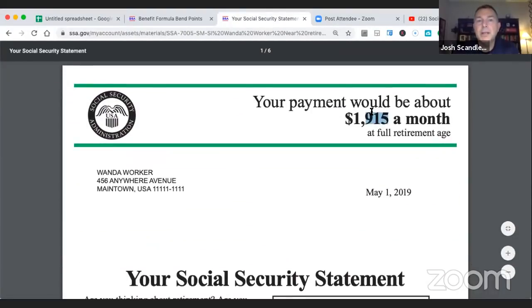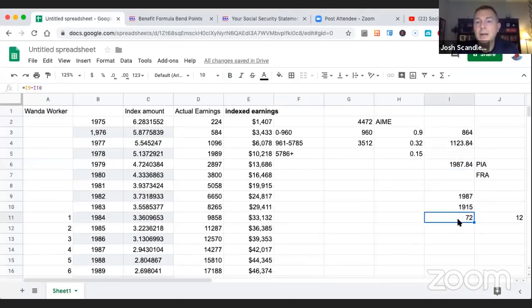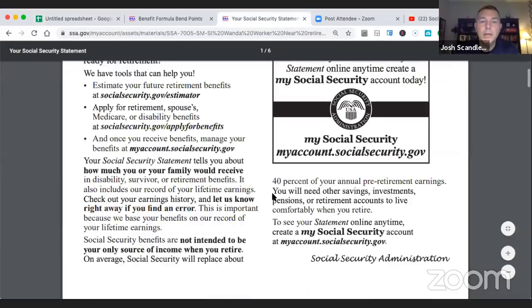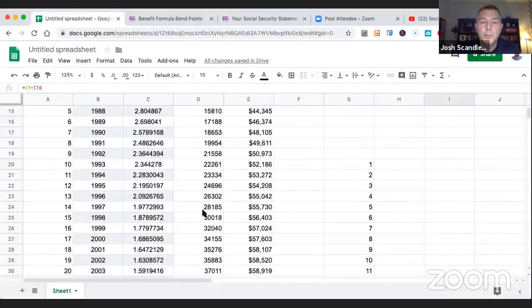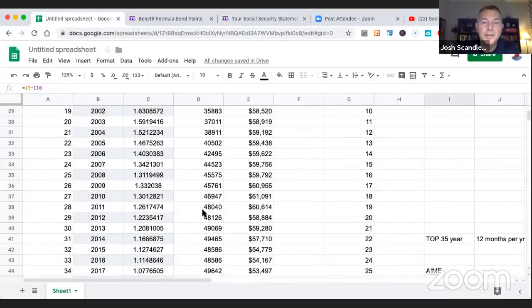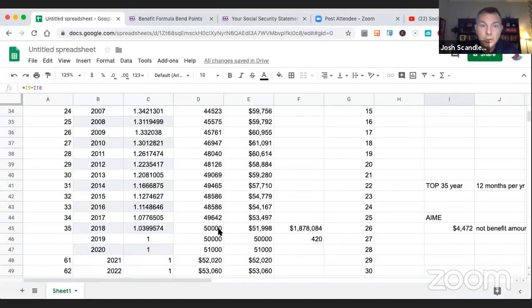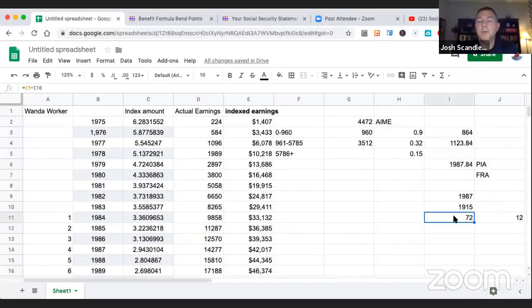They have 1915. So I am showing a benefit that is $72 higher. Why? Well, because the Social Security statement has her quitting in 2000, does not have her with earnings of 2018. She made no money in 2018, but I did have her with earnings in 2018. So in 2018, to work that extra year for $50,000 only gave her an extra benefit amount of $72 a month.